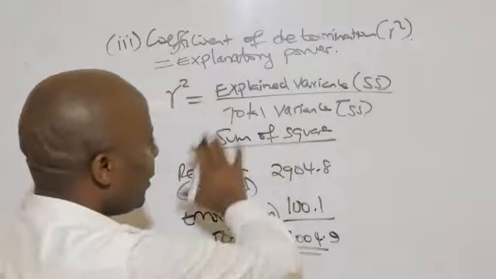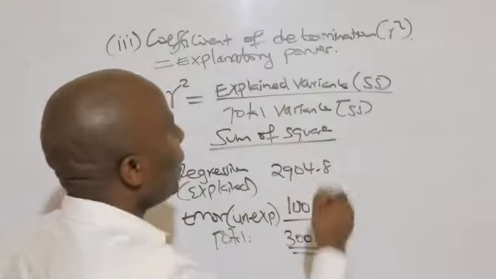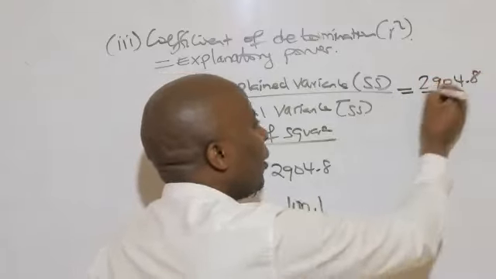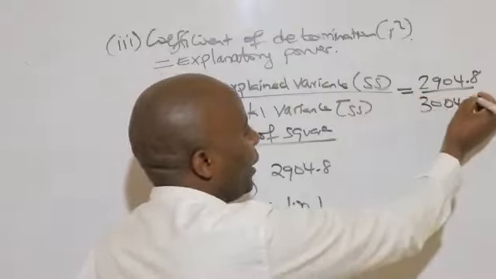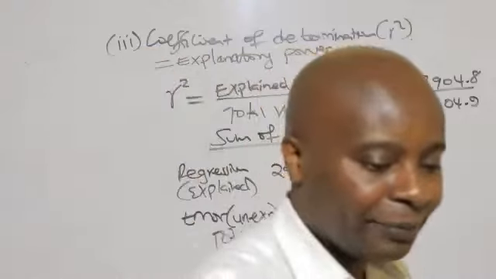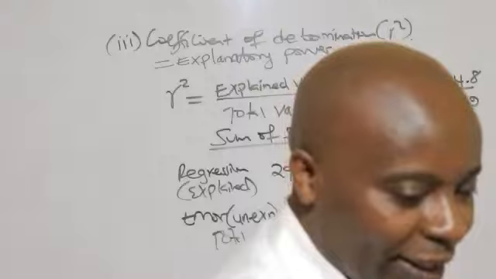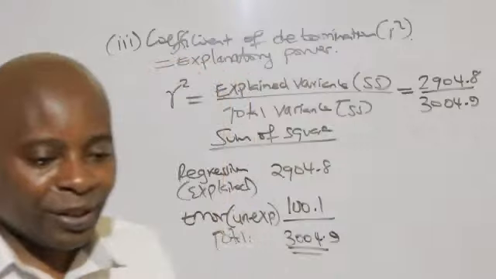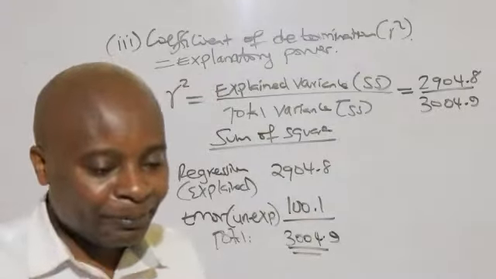Now, given this sum of squares that we've extracted from the ANOVA table, the explained variance here will be 2904.8 over 3004.9, whatever I get times 100. What figure am I able to get there?